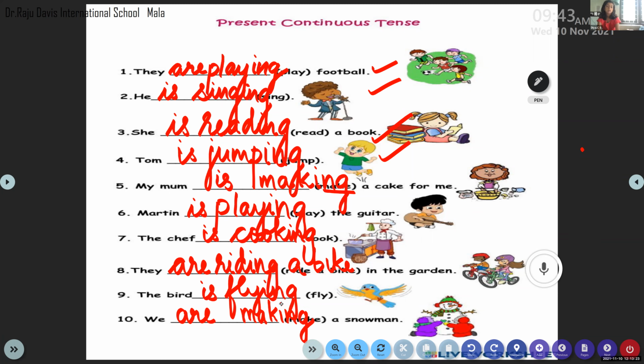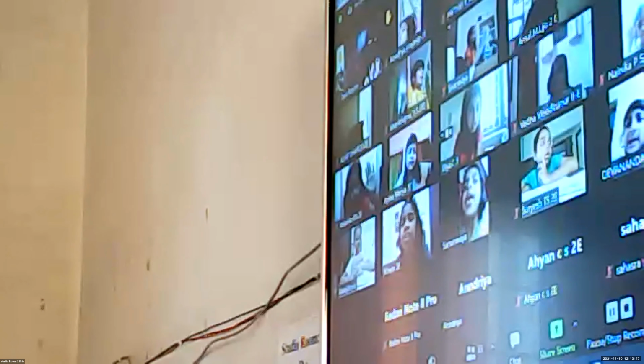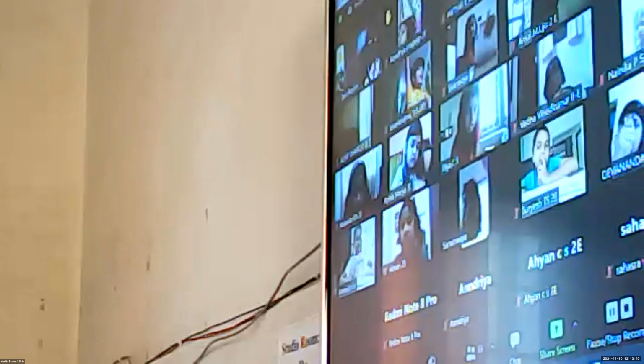making a snowman. Now, all of you check your answers, whether your answers are right. If your answers are right, put a tick mark. I told you to write the answers beforehand, before we discuss them. Okay, how many of you have got 10 out of 10? Ma'am, I've got 10 out of 10. Yes. Okay. Very good.